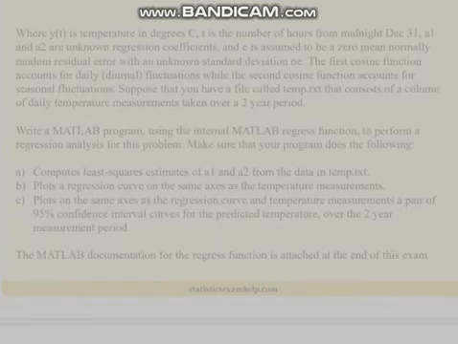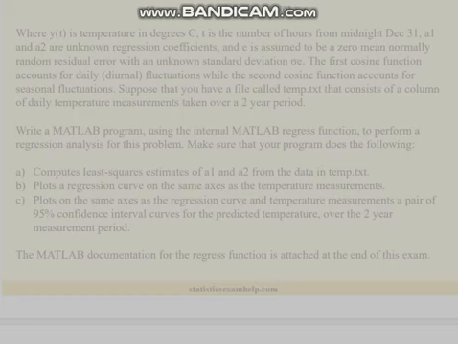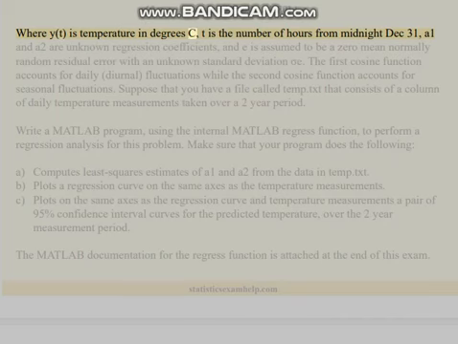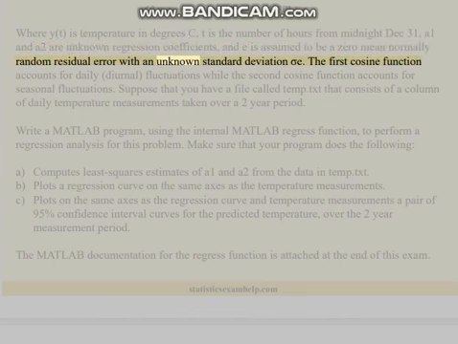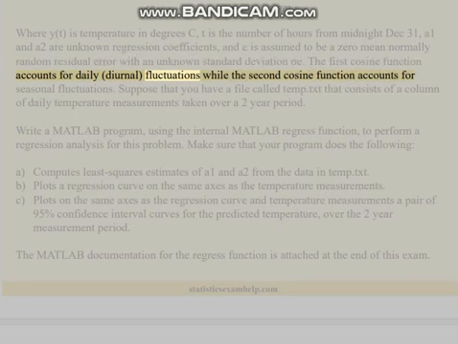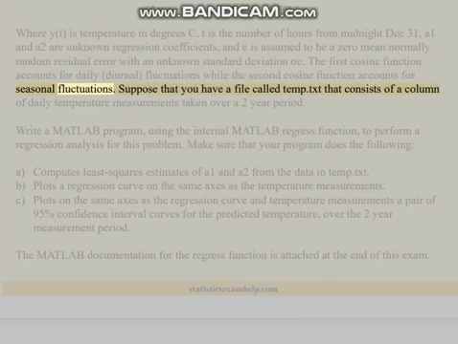Problem 1. Consider the following model of temporal fluctuations in air temperature, where Y(T) is temperature in degrees C, T is the number of hours from midnight December 31st, a1 and a2 are unknown regression coefficients, and E is assumed to be a zero mean normally distributed random residual error with an unknown standard deviation sigma E. The first cosine function accounts for daily, diurnal, fluctuations while the second cosine function accounts for seasonal fluctuations.